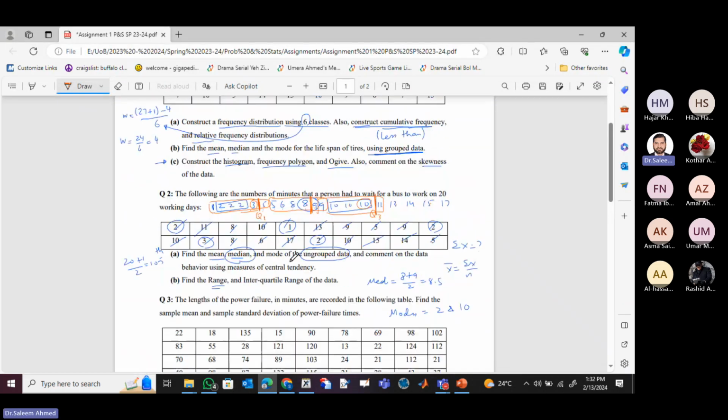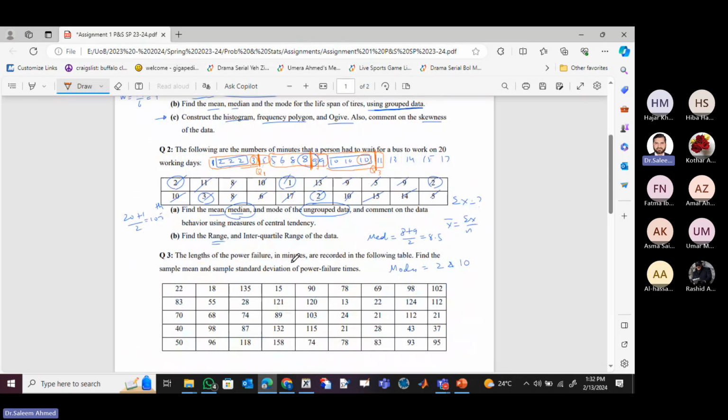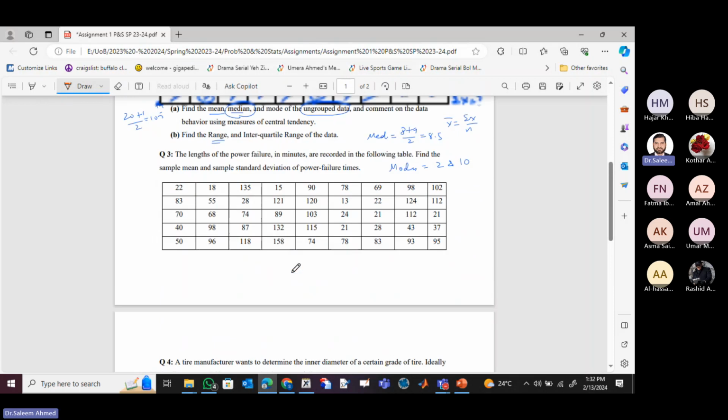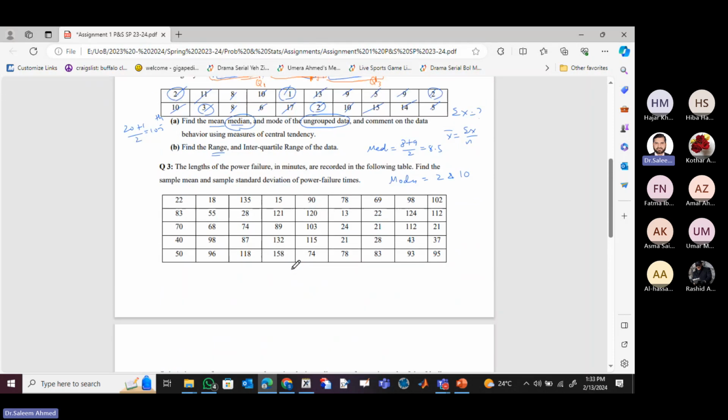So I hope this helps, right? I almost did 2 questions from here. So now you can complete other parts as well. In the third question, nothing is given. The length of the power failure is recorded. Find the sample mean and sample standard deviation of power failure.